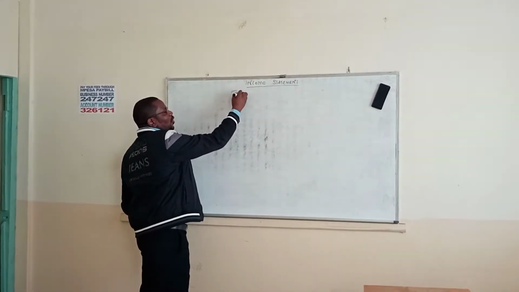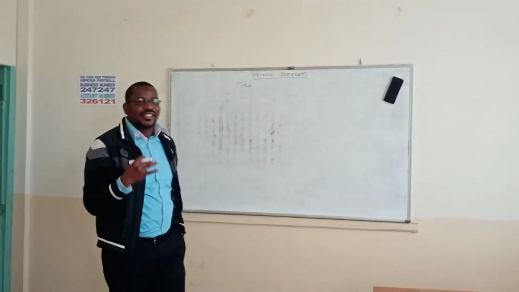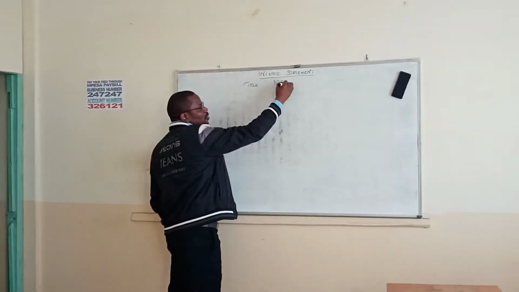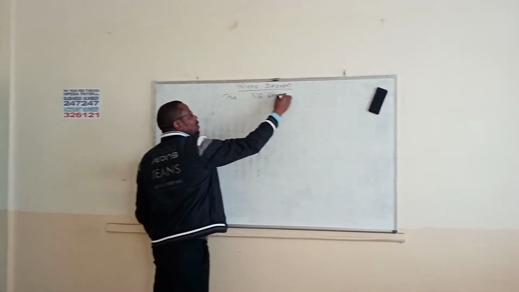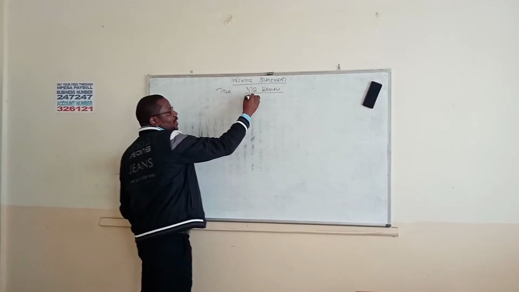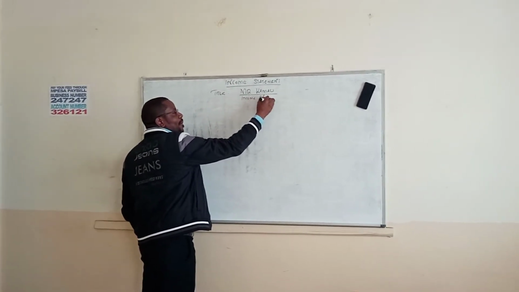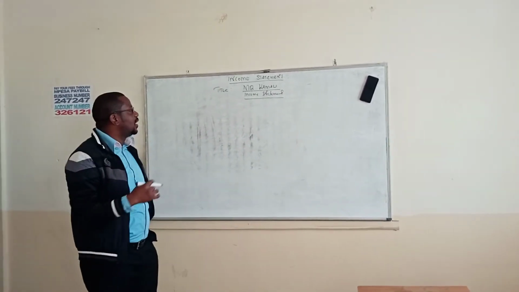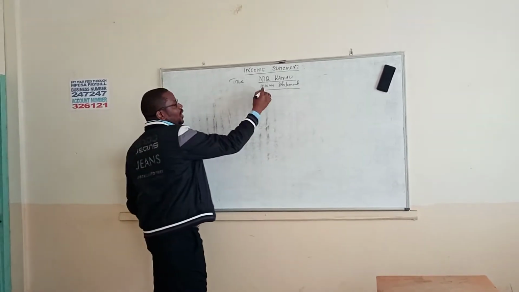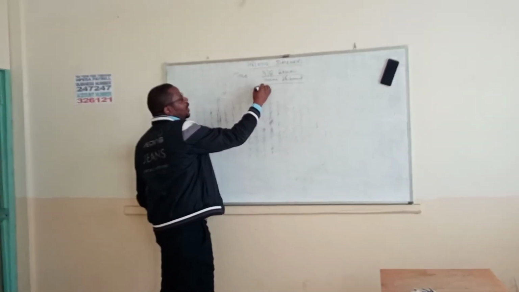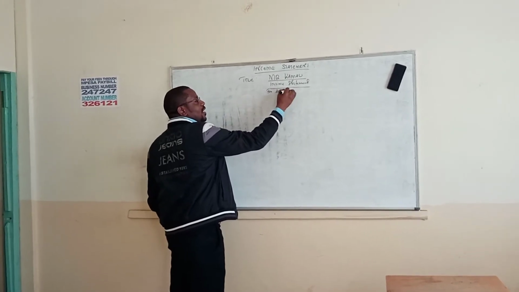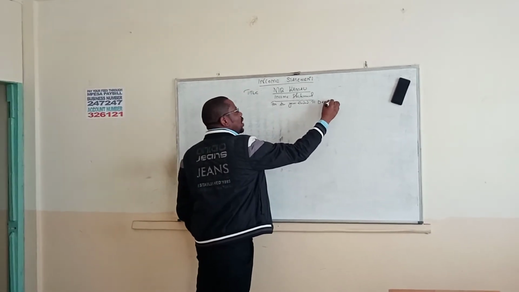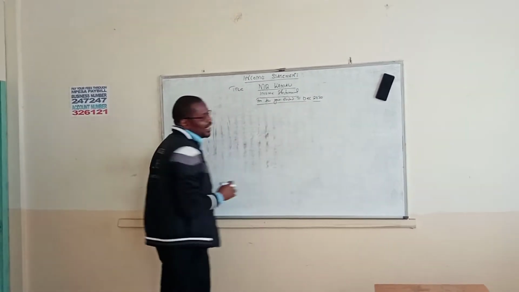Now, the first thing is the title. Come up with the title because it contains marks. So let us use Mr. Kamau. Mr. Kamau, income statement. Duration is very important. In accounting, duration is very important. So we can say: for the year ended 31st December 2020. And well underlined.